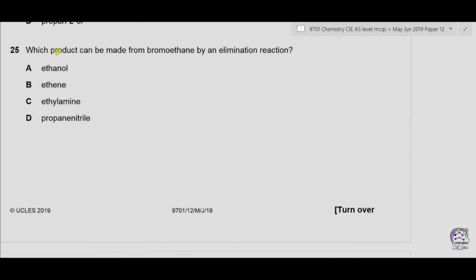Question 25. Which product can be made from bromoethane by elimination reaction? Let's first draw the structure of bromoethane. We have two carbon atoms. On one carbon we have a bromine atom and the rest are hydrogen atoms.